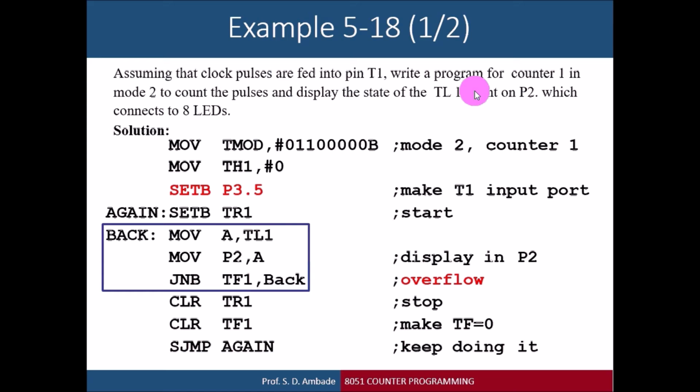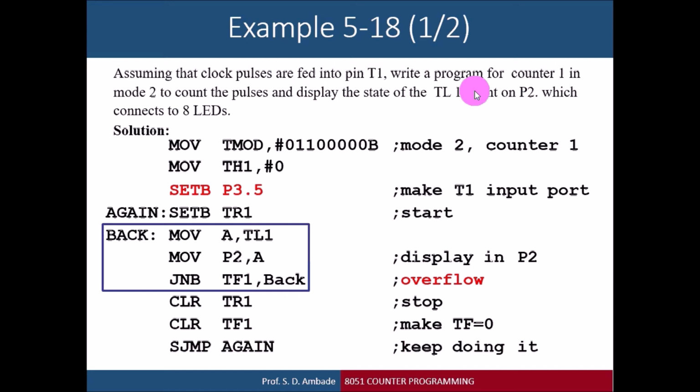This is the example for counter. Assuming that clock pulses are fed into pin T1, write a program for counter 1 in mode 2 to count the pulses and display the state of the TL1 count on port 2, which connects to 8 LEDs. So we have to write a program assuming that the clock pulses, meaning the events which we have to count, will be input in the pin T1, which is pin P3.5.